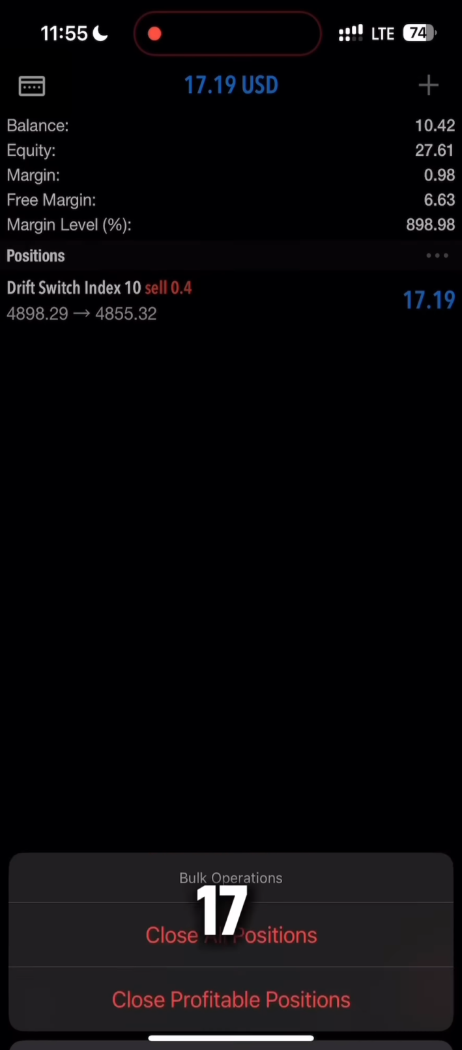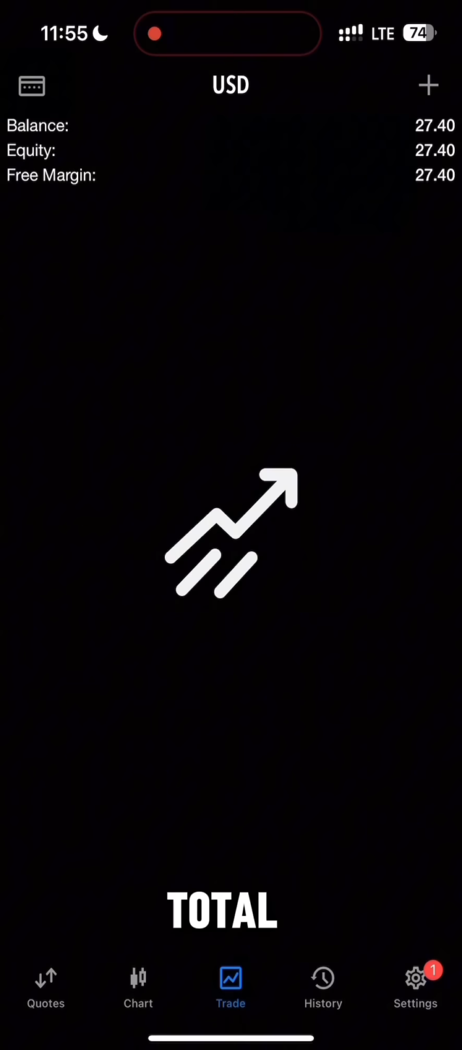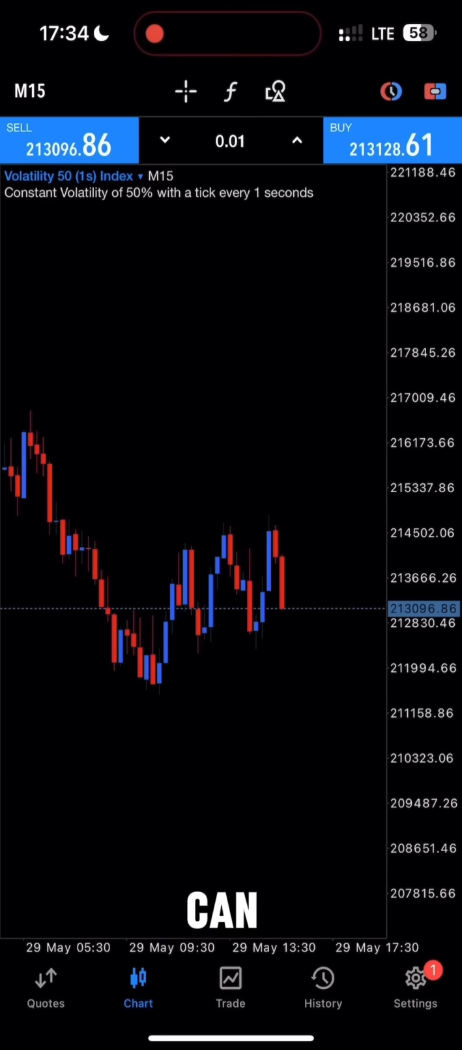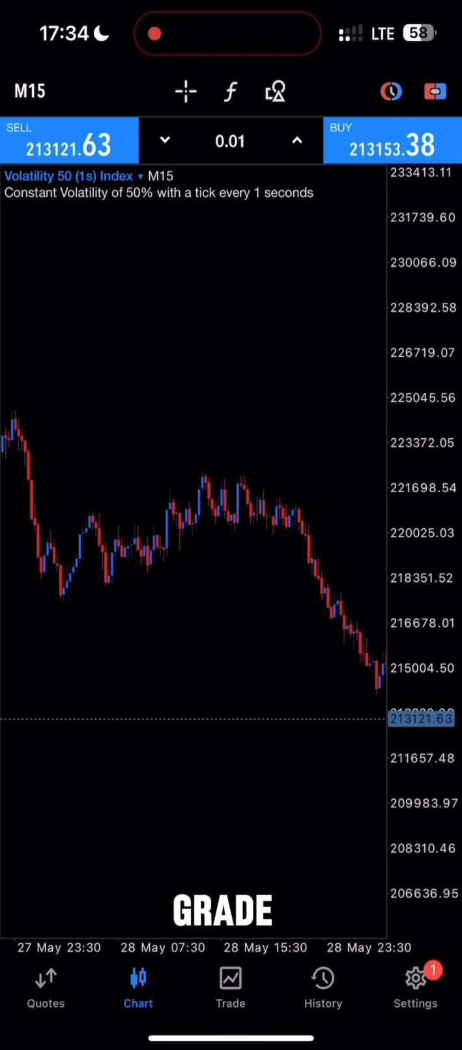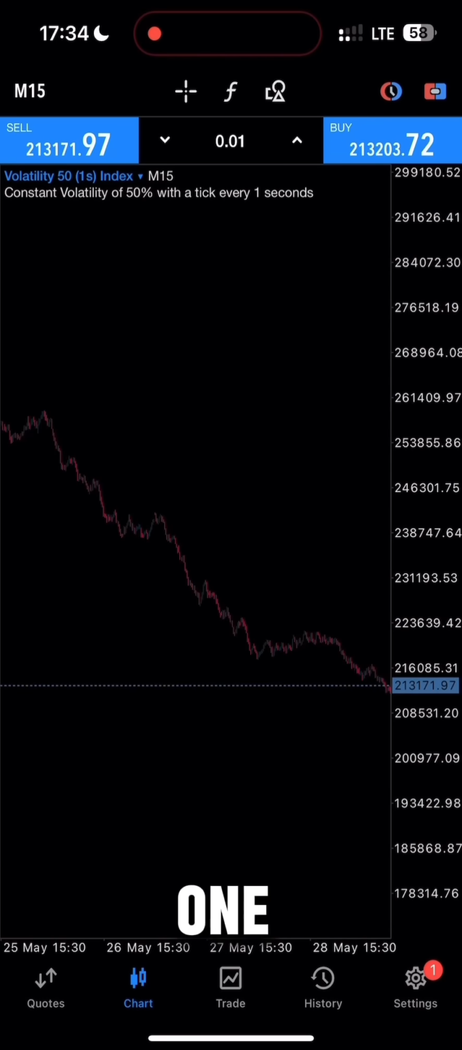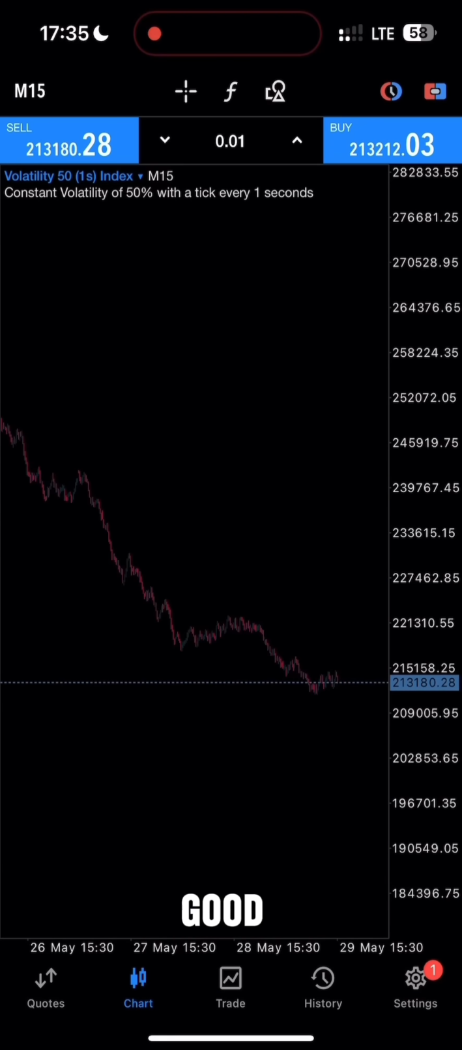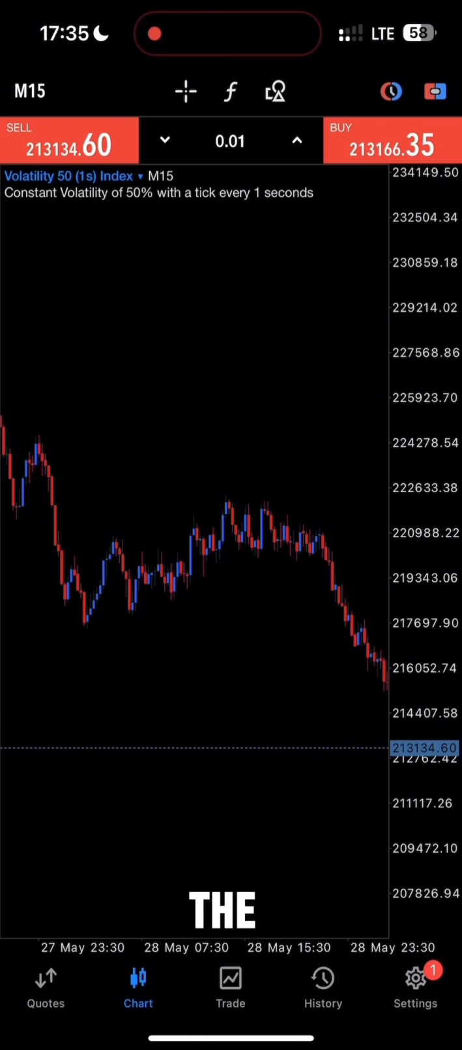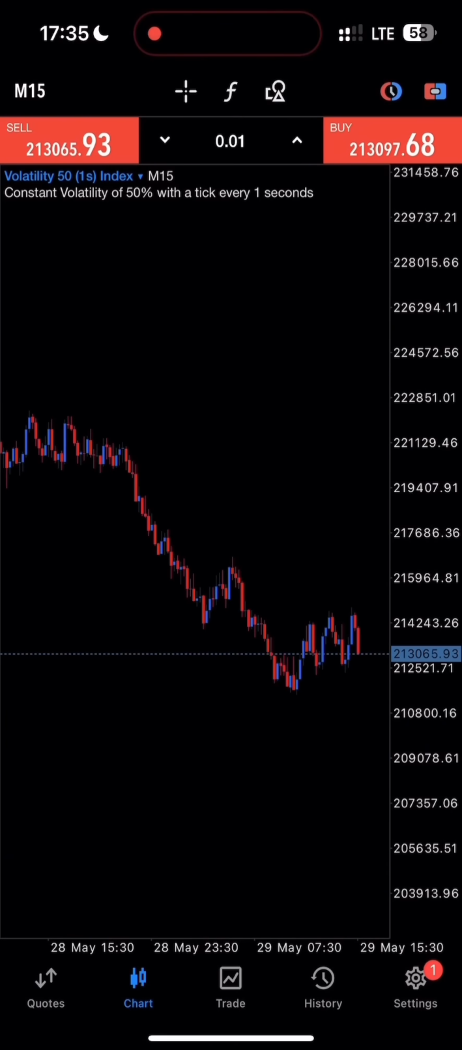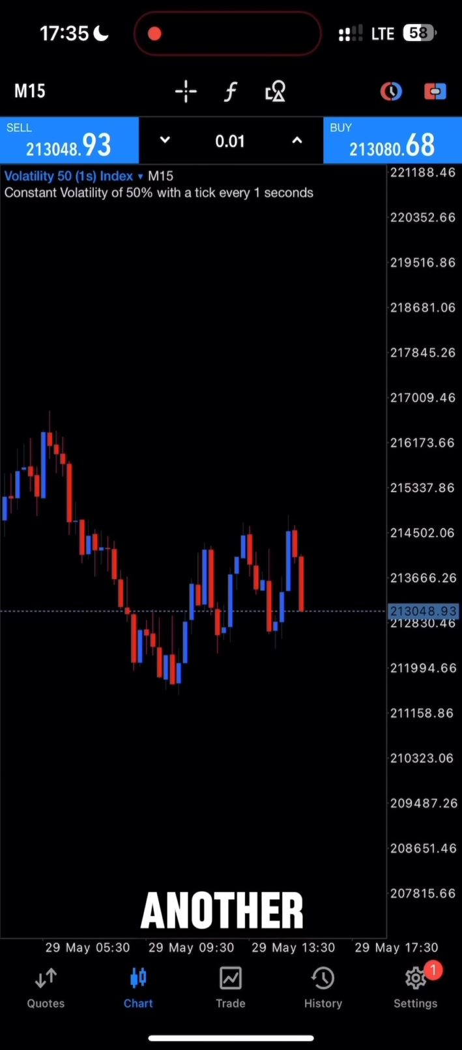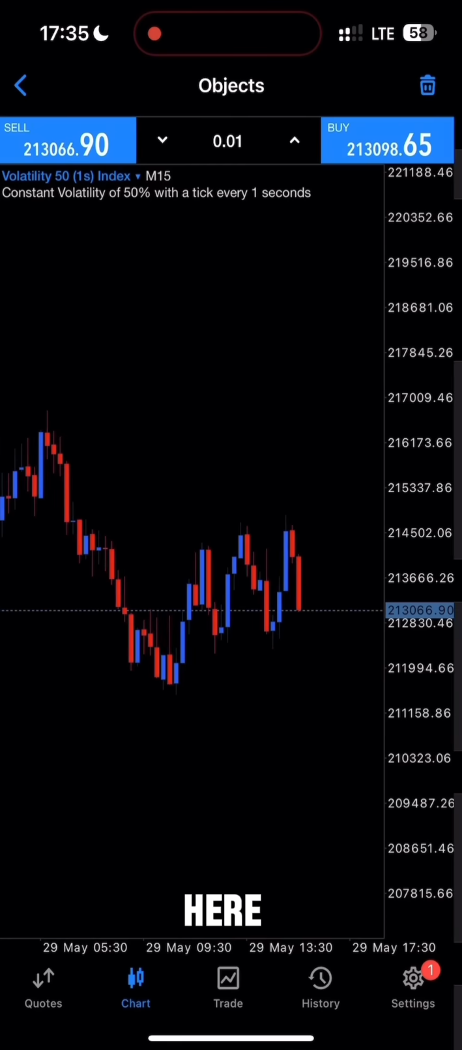So it has given me $17. Now in total I'm at $27. It means I can even leverage a higher grade position in the next one. This is good for the improvement of the account, not forgetting safety as well. So I've got another flag pattern here.